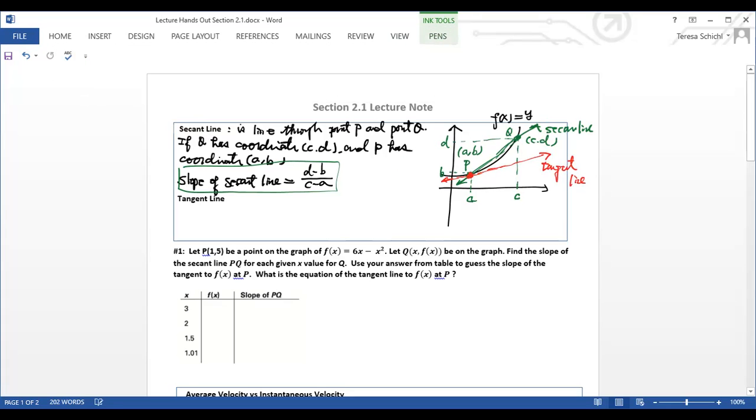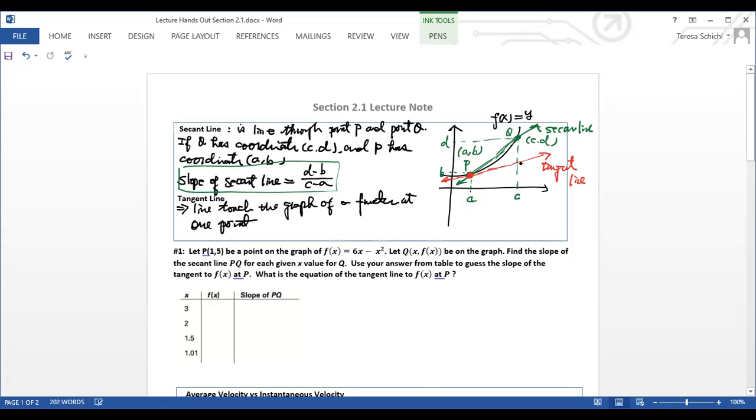Let's write down the definition. The tangent line is the line that touches the graph of a function at one point.